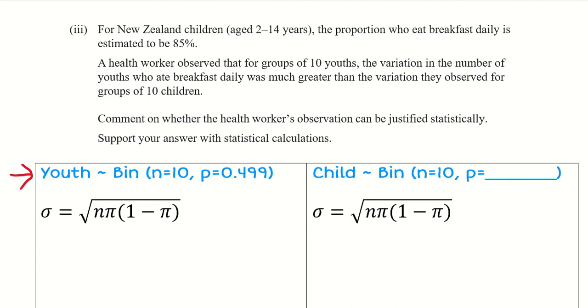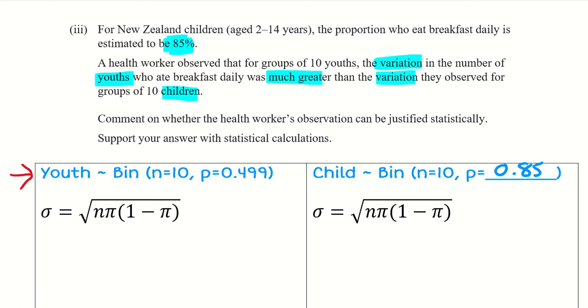Okay, so that's what I've got in the second part here, looking at the children being a binomial distribution. And we're told the proportion who eat breakfast daily is estimated to be 85%, which if I turn that into a decimal would be 0.85. So the question asks us to find, the health worker talks about that the variation in how many youths eat breakfast was much greater than the variation for children.